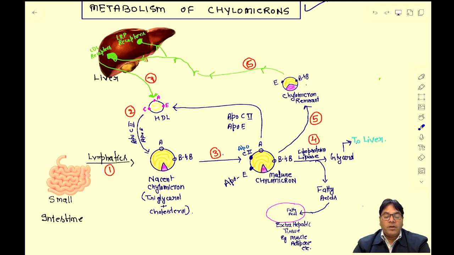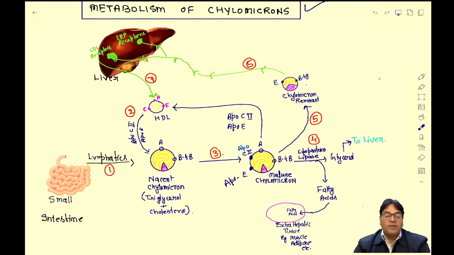When they reach the blood, the fresh chylomicrons are called nascent chylomicrons. In the center, it has triglyceride, and at the periphery, it has certain proteins, apoproteins. Initially, it has apoprotein A and apoprotein B48. But when it reaches the blood, it interacts with HDL, which has been formed by the liver. Now this HDL, high density lipid, has apoprotein C second and apoprotein E.